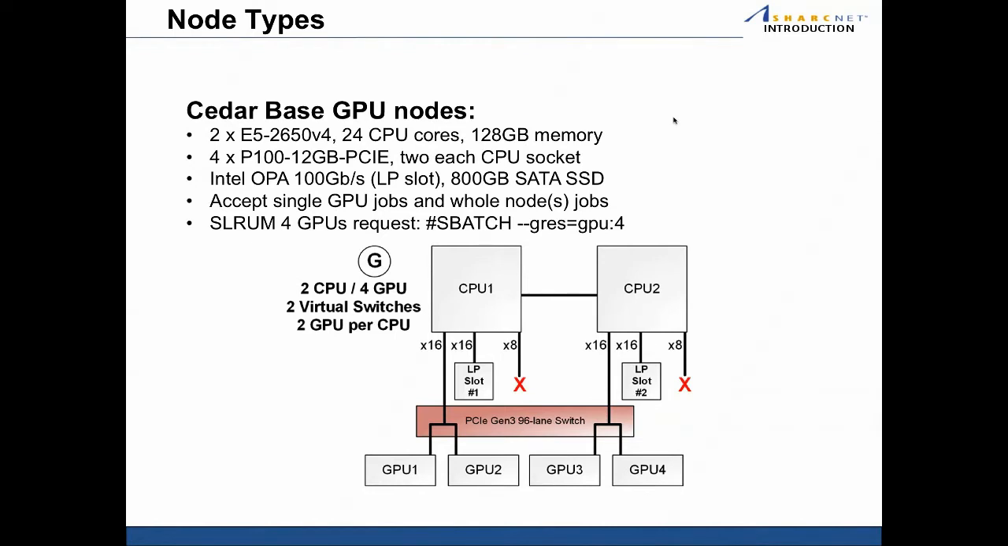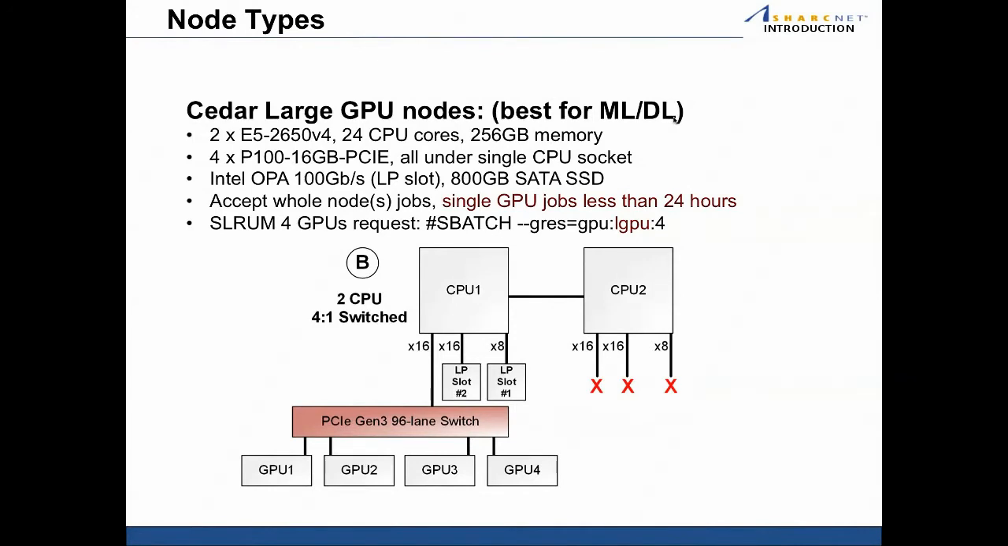Okay, so another GPU node type on Cedar is the large GPU node. This is the best place for doing machine learning and deep learning. It has the same CPU configuration, but more memory. And the GPUs there are all Pascal P100, a 16 gig version, which will give you a bigger memory capacity so that you can run a bigger model on the GPU. And all these GPUs are under the same CPU socket and under the same PCIe switch. You will notice that the 4 GPUs are under the same switch but share the one uplink to the CPU.